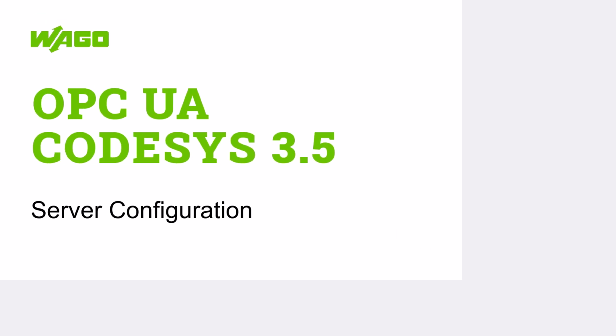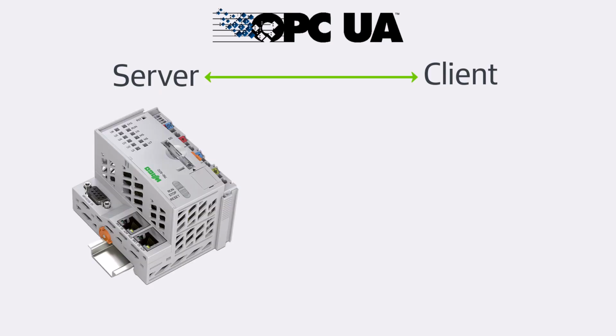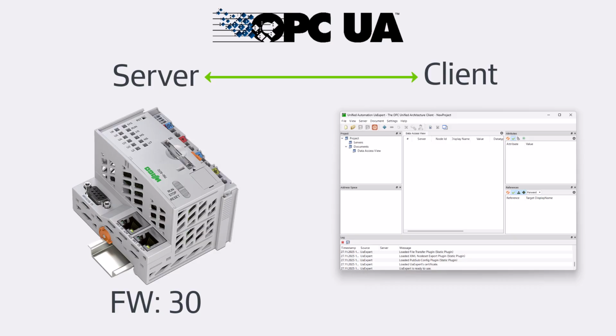Hello! In this WAGO tutorial, we'll show you how to configure an OPC UA server in CODESYS 3.5 so that a client can establish a connection to it. For this demonstration, we're using a PFC200 with firmware 30, which will act as our OPC UA server. The client will be simulated using the software tool UaExpert.